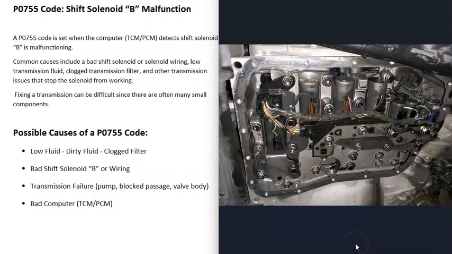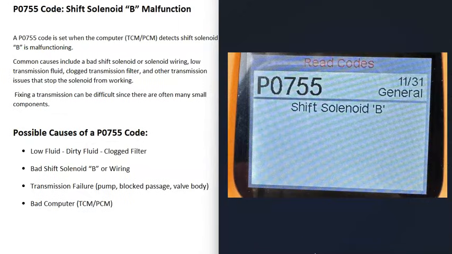Well, transmissions have a lot of solenoids built into them, and one of these solenoids is called shift solenoid B. And for some reason, it's not working the way it should be. The computer's seeing that there's an issue going on with it, and so the computer's setting this P0755 code, and it'll have to be troubleshot to know why. And so what would be some possible causes of a P0755 code?